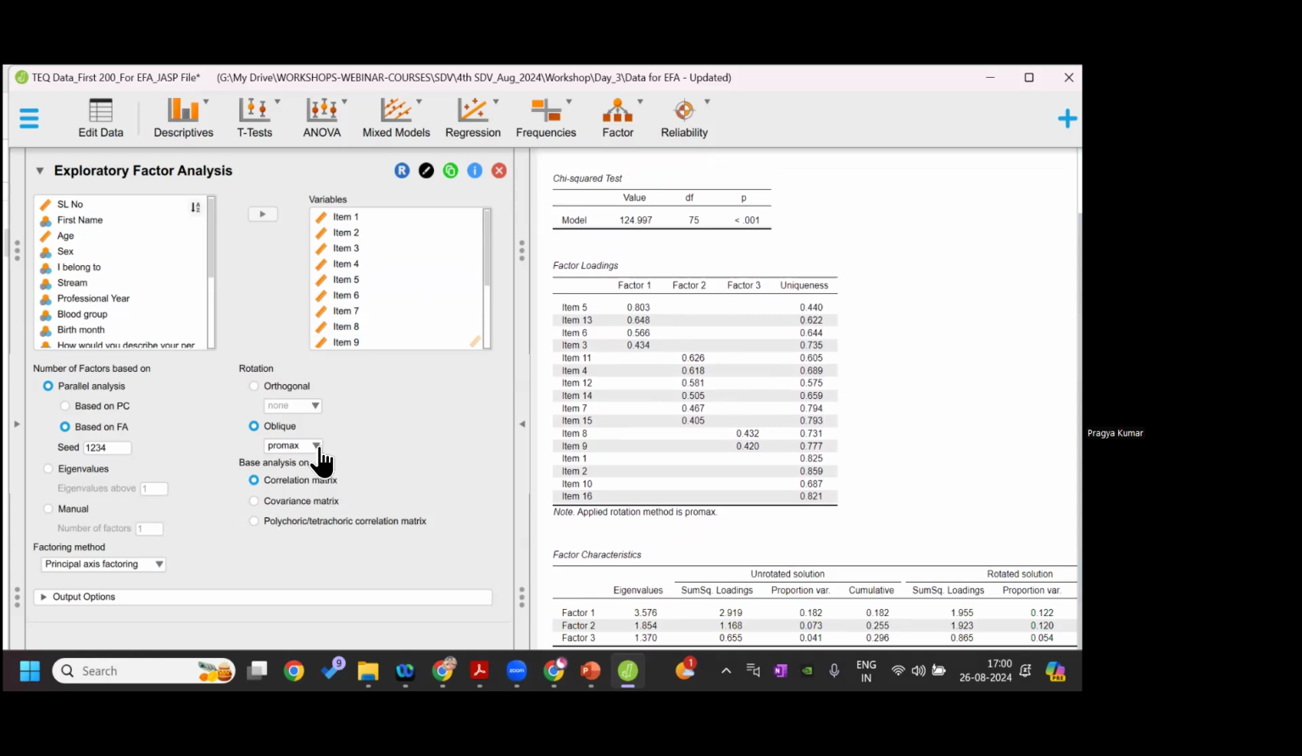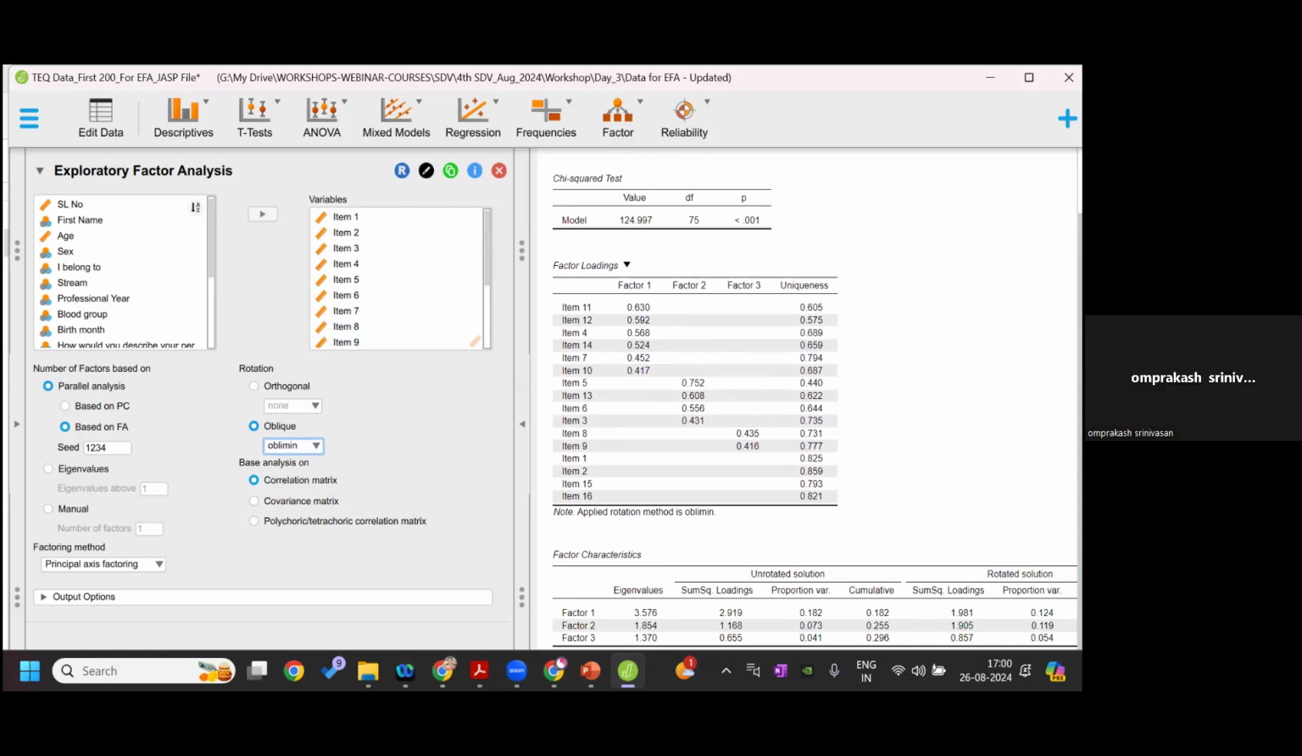Yes, here we have used, you can use oblimin also. If you click this, it will be the same, 3 factors. 3 factor solution. So now I will show you the individual interpretation of these things.